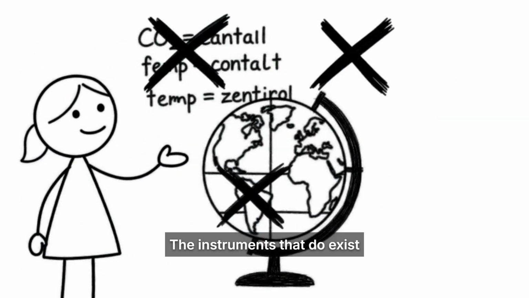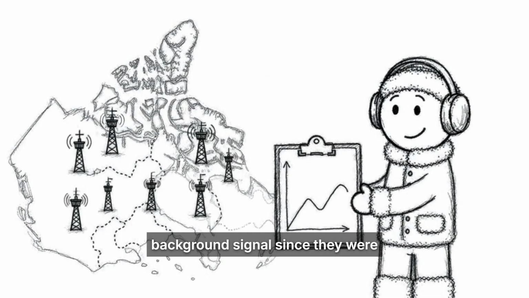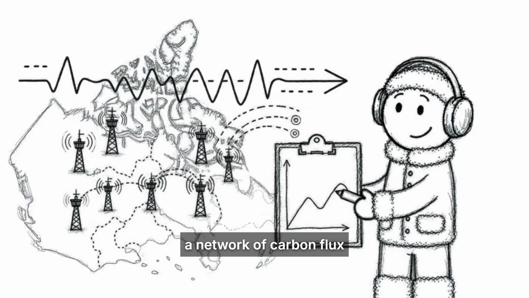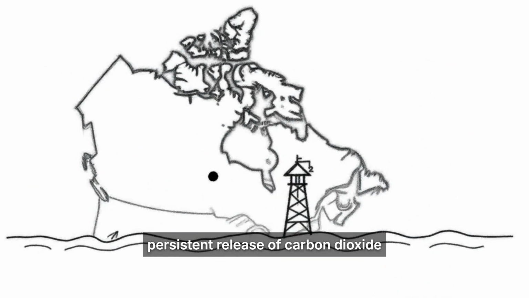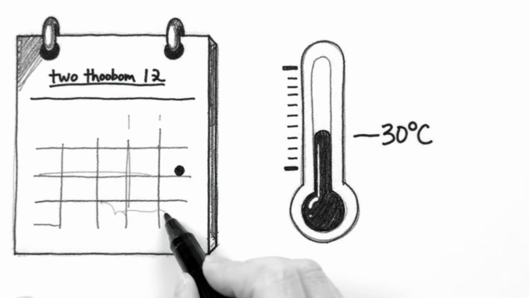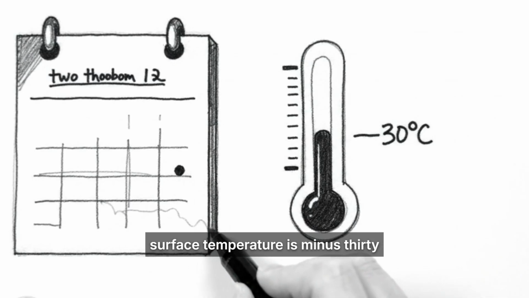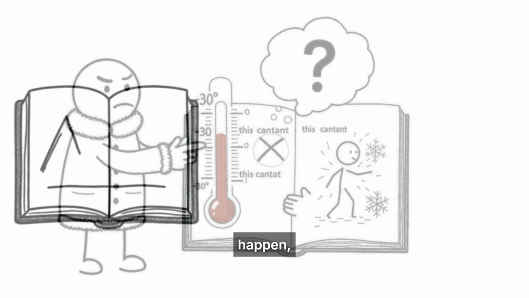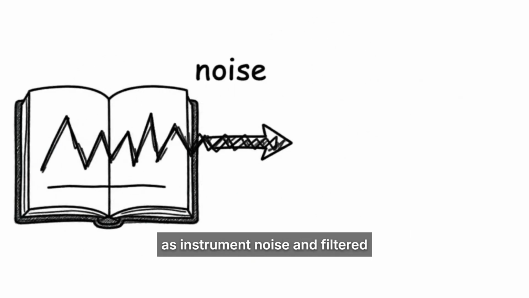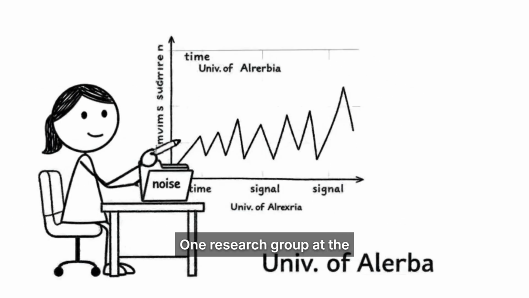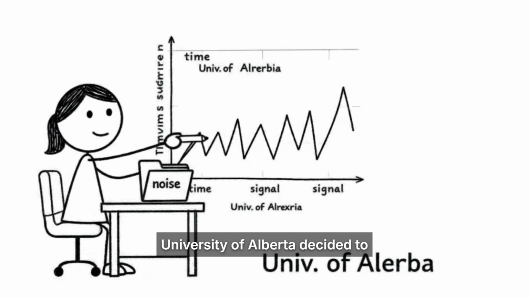The instruments that do exist have been recording a steady background signal since they were installed. In the Canadian Arctic, a network of carbon flux towers has measured a slow, persistent release of carbon dioxide from permafrost soils every winter since 2012. The release occurs when the surface temperature is minus 30 degrees. The textbooks say this cannot happen, so the data is labeled as instrument noise and filtered out of the annual reports. One research group at the University of Alberta decided to keep the noise.